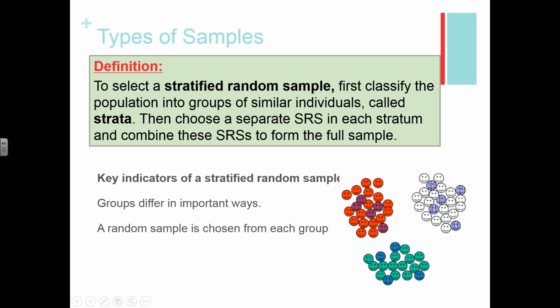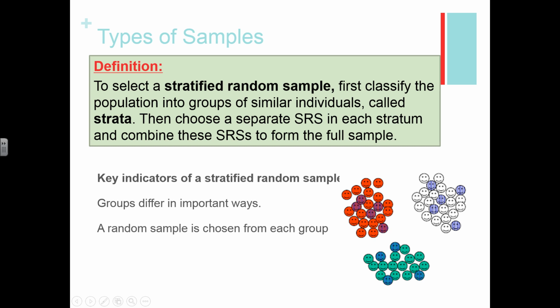Alright, so out of those strata, I'm going to pick a couple people from each one. So I'm going to pick a couple red here. I'm going to do a simple random sample to get those. I'm going to pick a couple here using a simple random sample. Maybe I'm pulling out of a hat or something like that. And I'm going to pick a couple here to get a simple random sample.